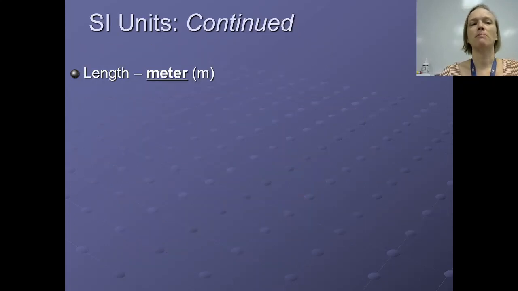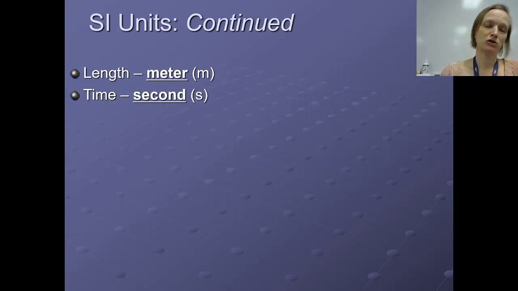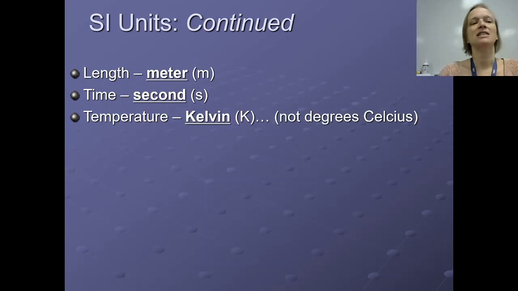Other base units. The base unit for length is a meter. That's about the width of a doorway. Time is measured in seconds. Temperature is measured in Kelvin, not degrees Celsius.